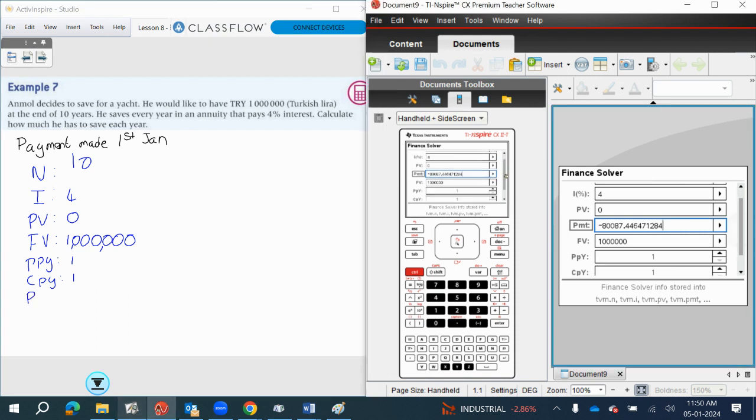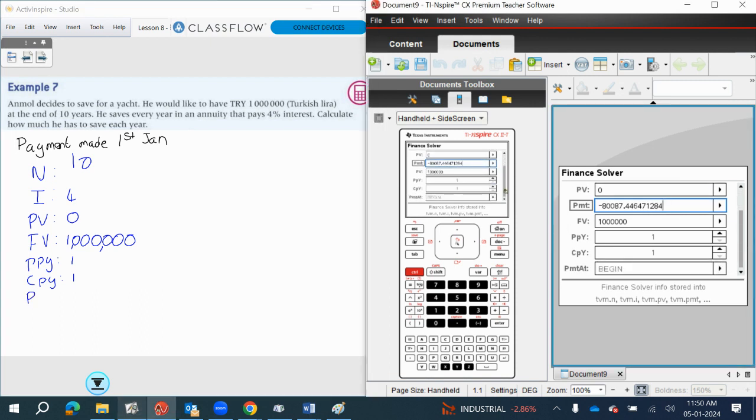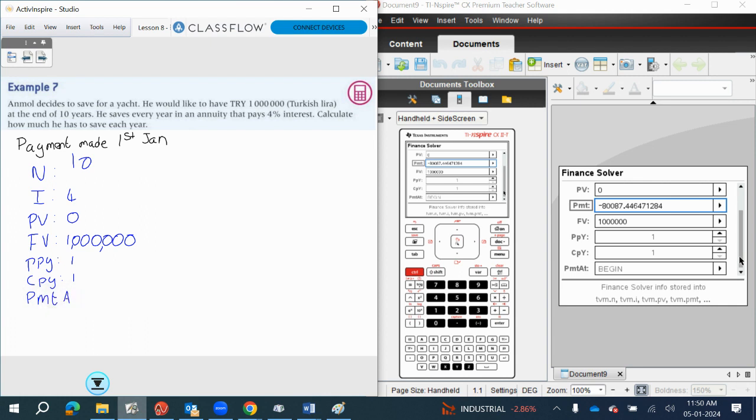Sorry, what is the short name for that? PMT, payment at the beginning, isn't it? This gives us a payment of minus 800,807.4. Are we rounding that one up? 4, 5. So we get this.